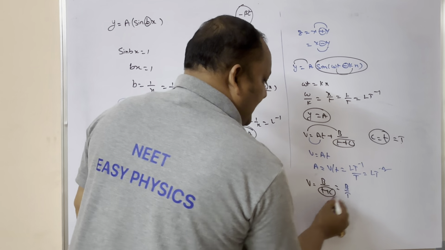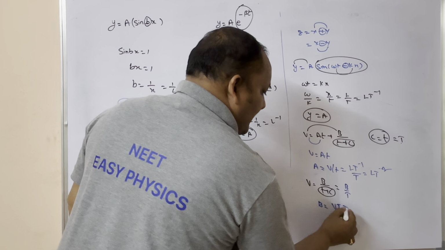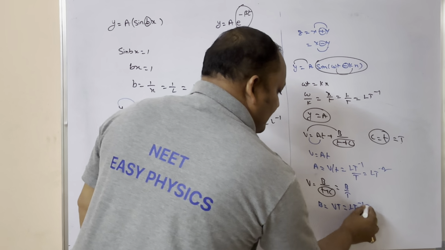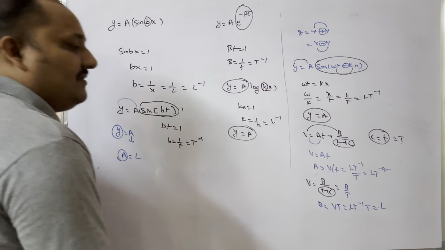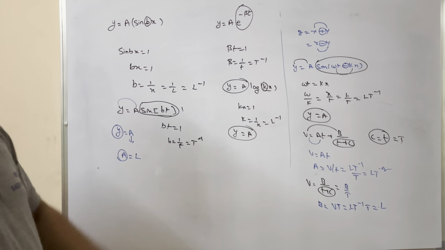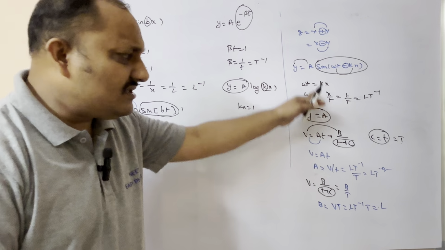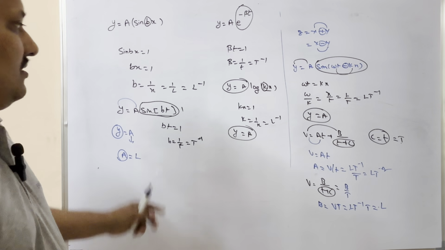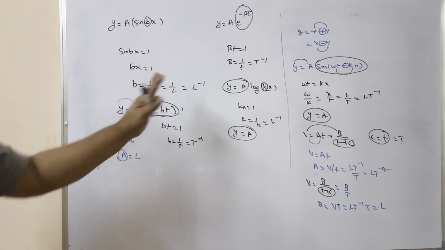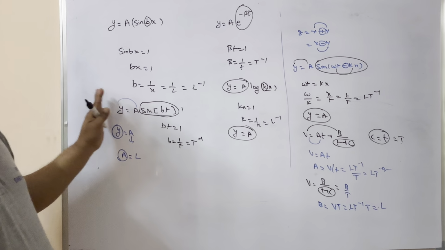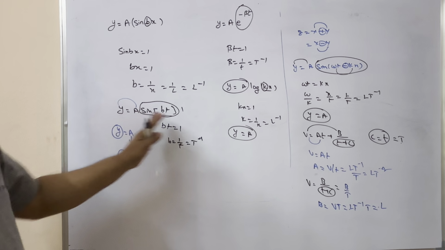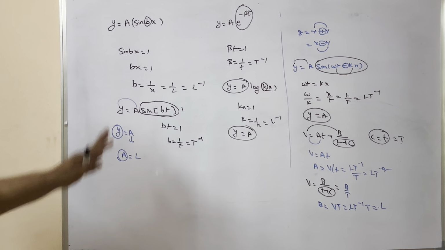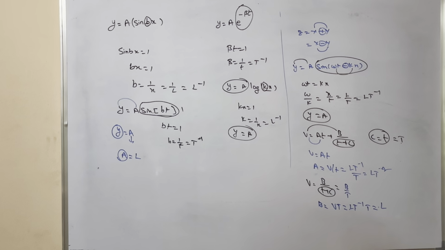So, b by t they will get. Then b is velocity into time, LT power minus 1 into T. That is going to be equal to L. Correct? So, you can cross check once, but this is how we are doing it in a fast way. So what we discussed in 10 minutes, now we are going to discuss all in one shot, isn't it? So this is about the limitations of dimension formulas.